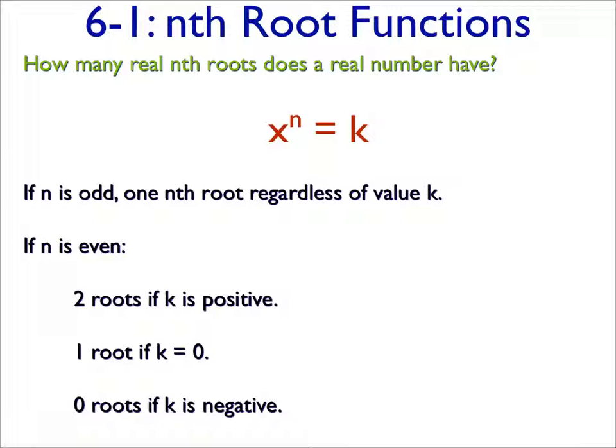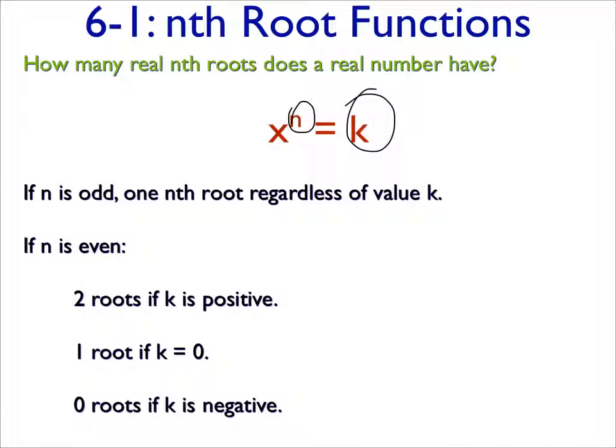Okay, so switching gears here just a little bit. You're going to be asked how many real nth roots does a number have. Pretty straightforward. The answer is going to be 0, 1, or 2. If n is odd, so if you have an odd exponent, if you're taking a cube root or a fifth root or a seventh root, you're going to have one root regardless of what the value of k is.